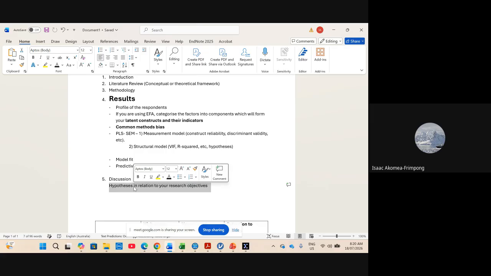But if they are not, you don't have to discuss them. Yeah, how you conducted the EFA, you see them talking about how they conducted the EFA in the discussion part, how they conducted the SEM. No, those things are not needed.